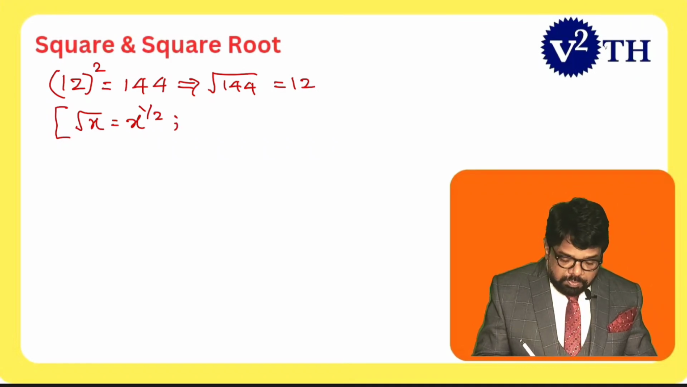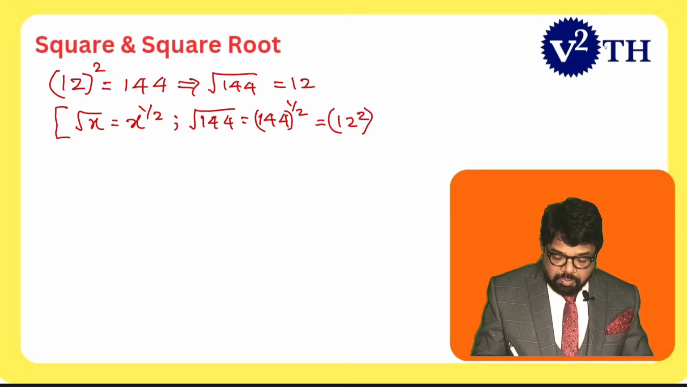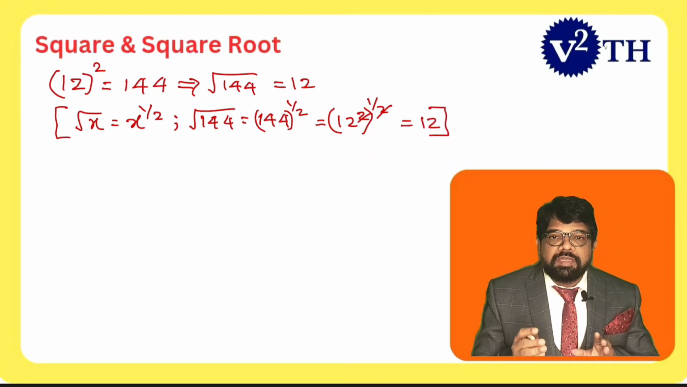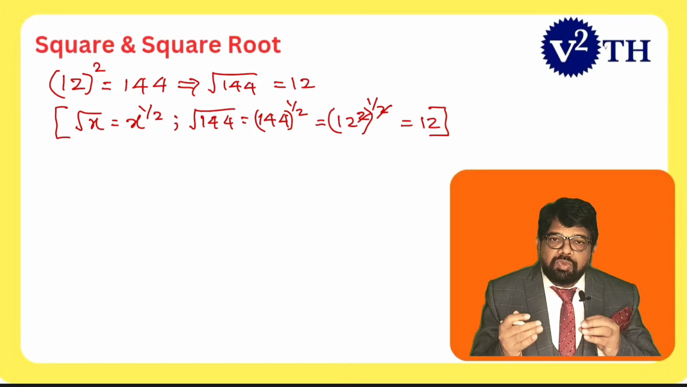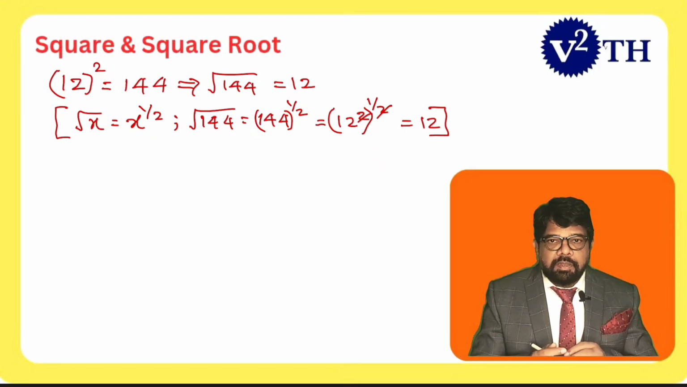Now here also, root 144 means 144 power 1 by 2. Now 144 can be written as 12 square. So 12 square power 1 by 2 means 2 into 1 by 2. What happens? This 2 into 1 by 2 gets cancelled, so you get 12 again. That is the reason. So for a square root, the inner value you have to write as a square. So square and square root get cancelled.